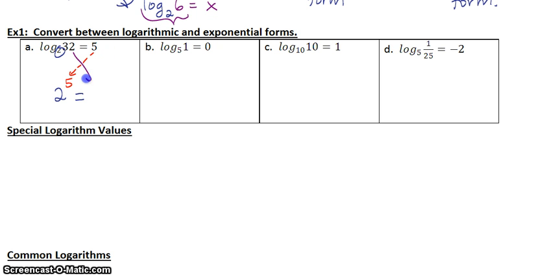And then this number here is the answer on the other side. And if we converted it correctly, this should be a true statement. Is 2 to the 5th power really equal to 32? It should be.